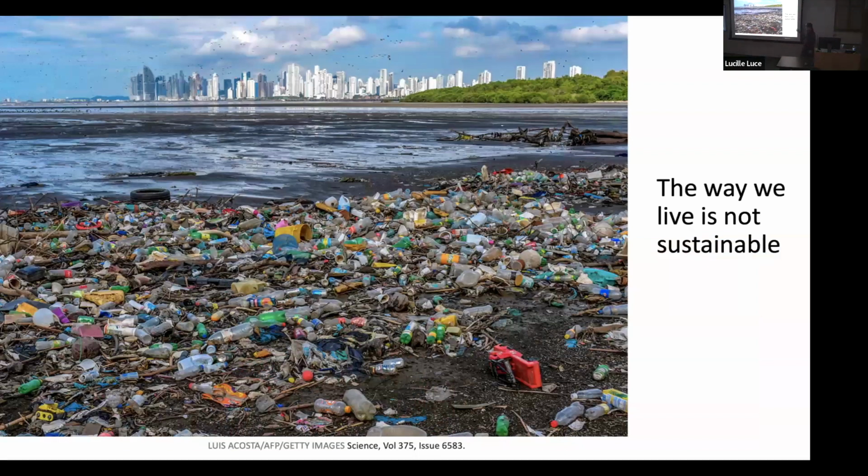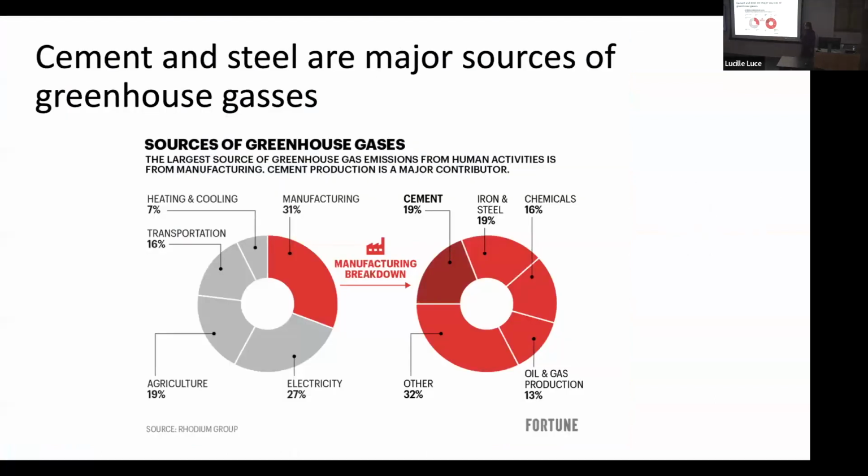If we think about what we're doing now, the way we live is not sustainable at all. Obviously, plastics are an epic disaster. But even the buildings up here that look so nice in the skyline are also environmentally not sustainable. If we think about sources of greenhouse gas, manufacturing is a major part of it, 31%. And contributing to that, iron and steel and cement, which are our main building materials, are a major part.